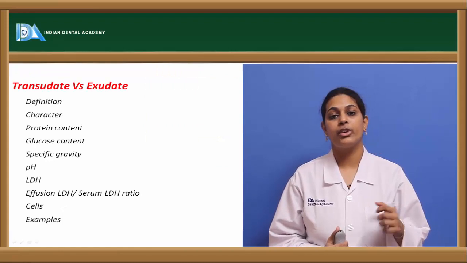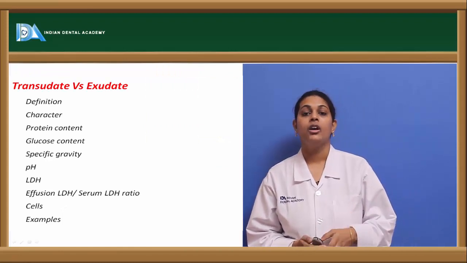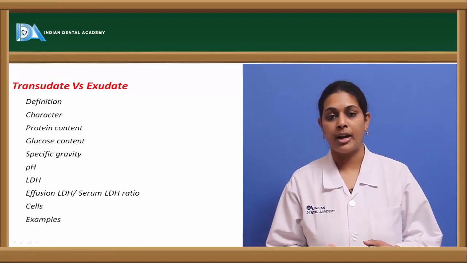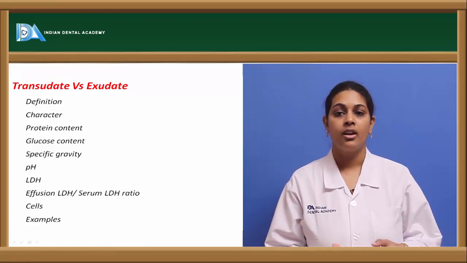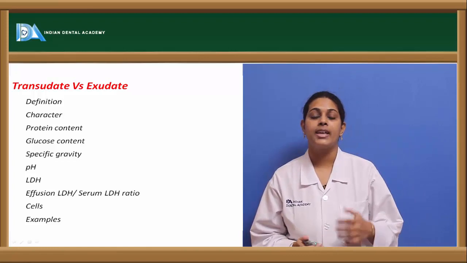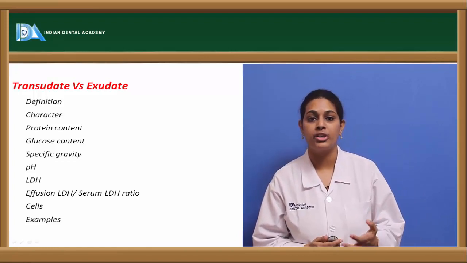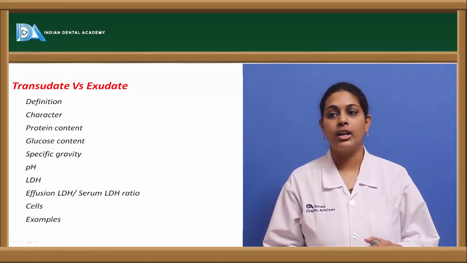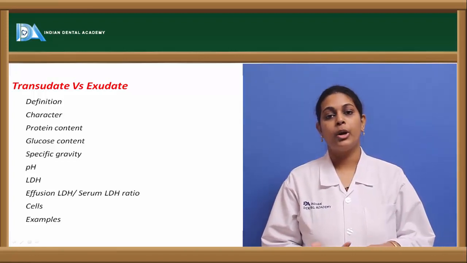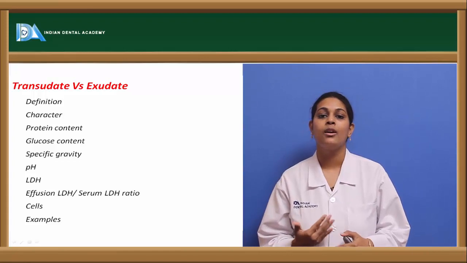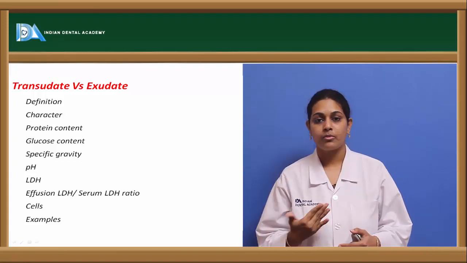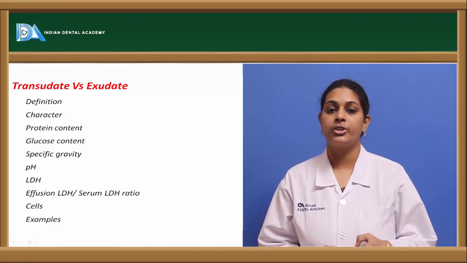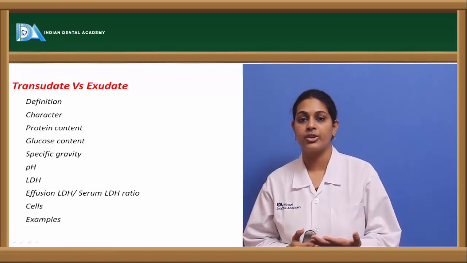Coming to the distinguishing features between transudate and exudate: transudate can be defined as a filtrate of the blood plasma without any changes in the endothelial permeability, whereas exudate can be defined as a filtrate which shows changes in the endothelial or vascular permeability, where there is increased vascular permeability. Transudate is usually a non-inflammatory type, whereas exudate is an inflammatory type of edema.